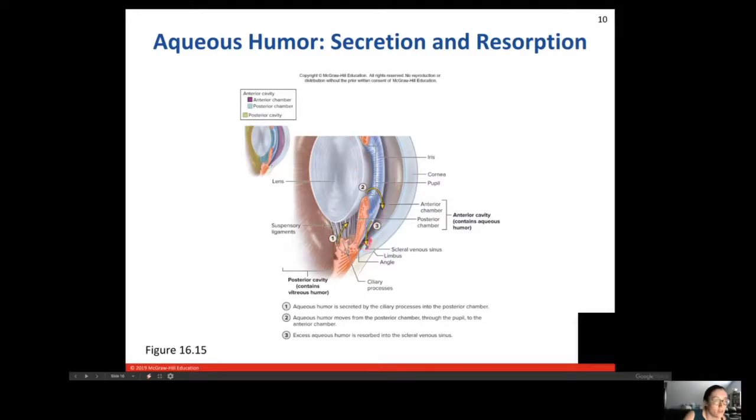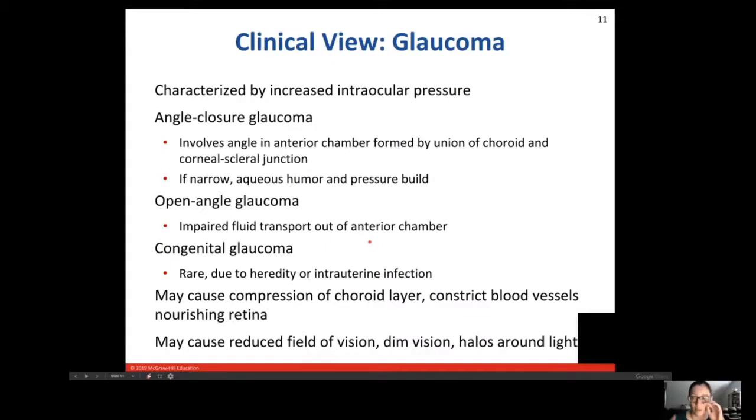And then it's going to get reabsorbed at the scleral venous sinus. If we have problems with reabsorbing this, if we make more than we reabsorb, then our eyeball can actually be like a water balloon and get more full, right? And so this is going to be called glaucoma, and that's increased intraocular pressure. So there's too much pressure inside the eye because we're making too much of that fluid.